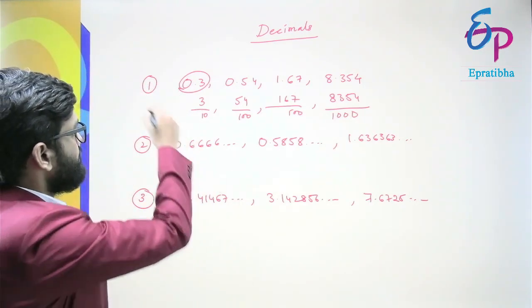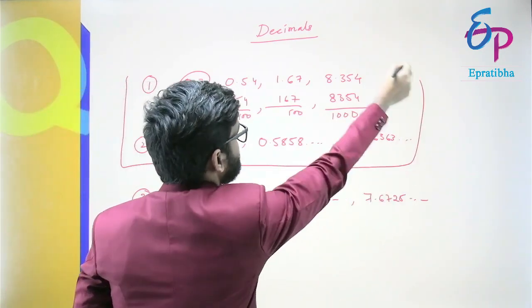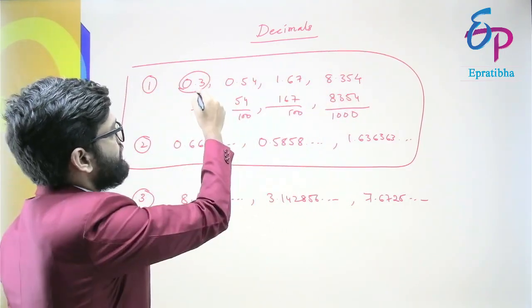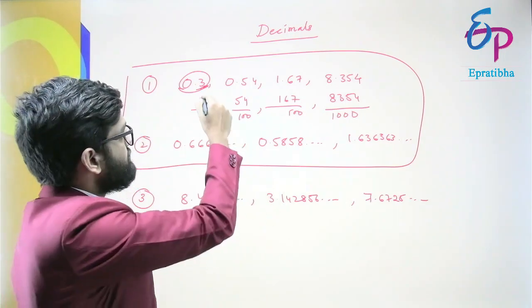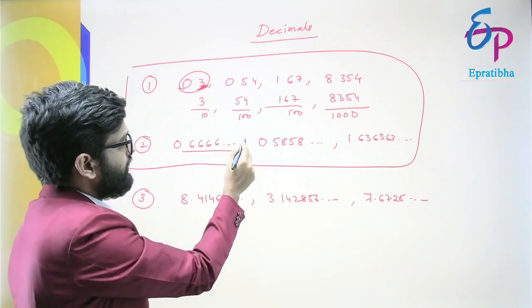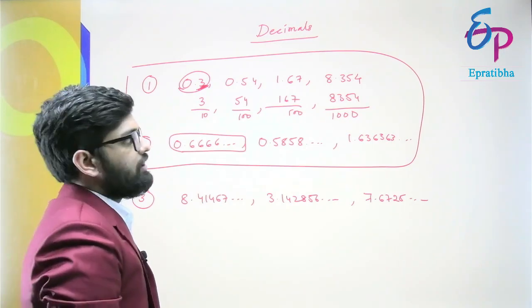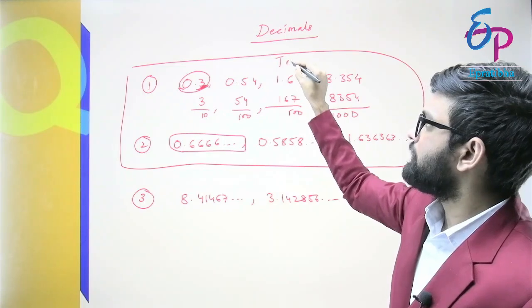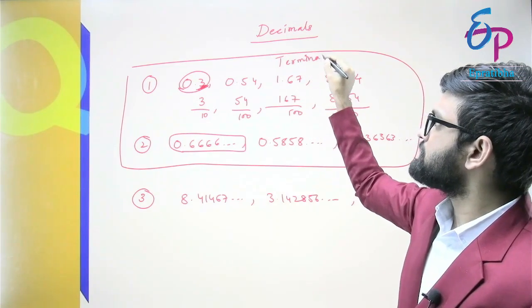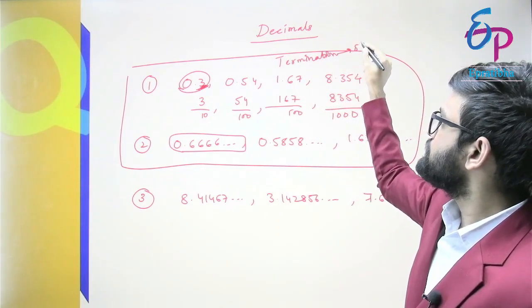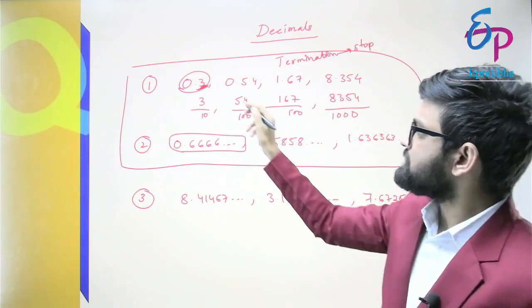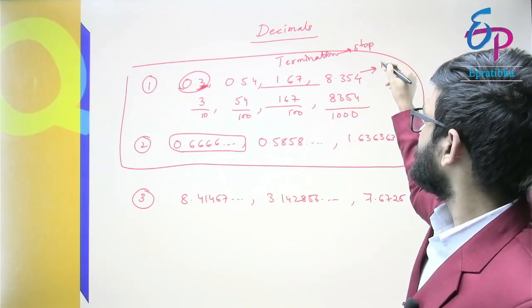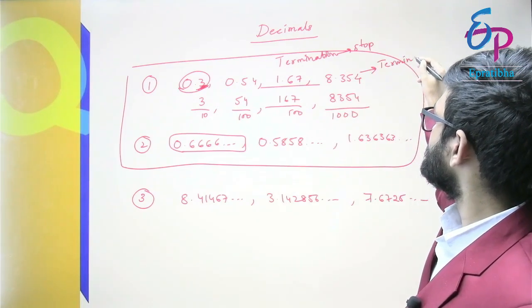Now if you see these two, what is the basic difference between them? If you can see, the decimal is being stopped here. Yes or no? The decimal is being stopped here, but the numbers are going after the decimal as well. In the English language, we have a word called termination. Have you heard about that? Termination basically means stoppage. The decimals are stopping here, so that's why we call them terminating decimals.